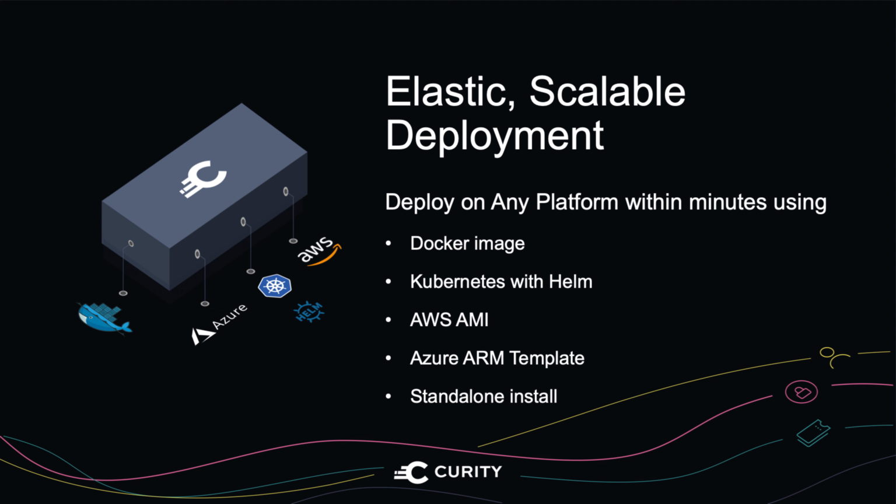Deployment is extremely fast and easy. The Curity Identity Server can be deployed in any environment and fits easily into your CI/CD pipelines. It takes only a few minutes to deploy using ready-made Docker images, AWS AMIs, or an Azure ARM template. The provided Helm chart can set up an auto-scaling Kubernetes cluster with any cloud provider.